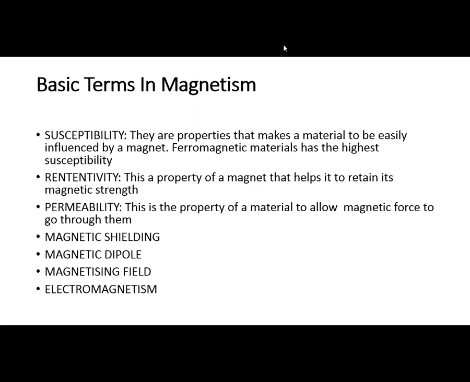The permeability, the property that allows this when two magnets are brought together. Let's say you leave a space and you bring a metallic substance in between the two magnets for the force to pass through the two magnets. The property that helps that to happen, we call it the permeability. That's the property of a material to allow magnetic force to go through them.